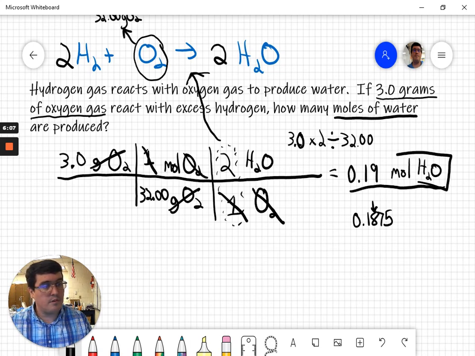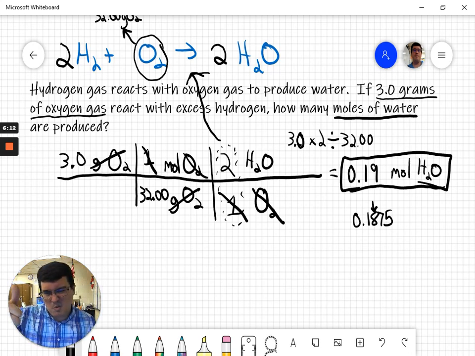Check. You've been doing that since like the 5th grade or so, right? But it's a good reminder. Always good to have a reminder in there, right? 0.19 moles of H2O is what we get for this. And that's how you do a mass stoichiometry problem.